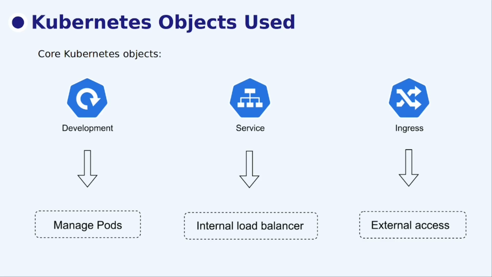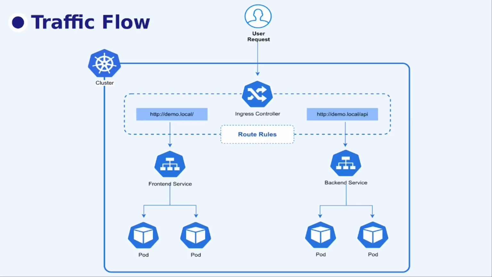The second object is a Service. A Service provides a stable internal endpoint and load balances traffic across pods. Without Services, communication between pods would be extremely unstable. The third object is Ingress. Ingress defines rules for how external traffic enters the cluster. Together, these three objects form the foundation of many Kubernetes applications.